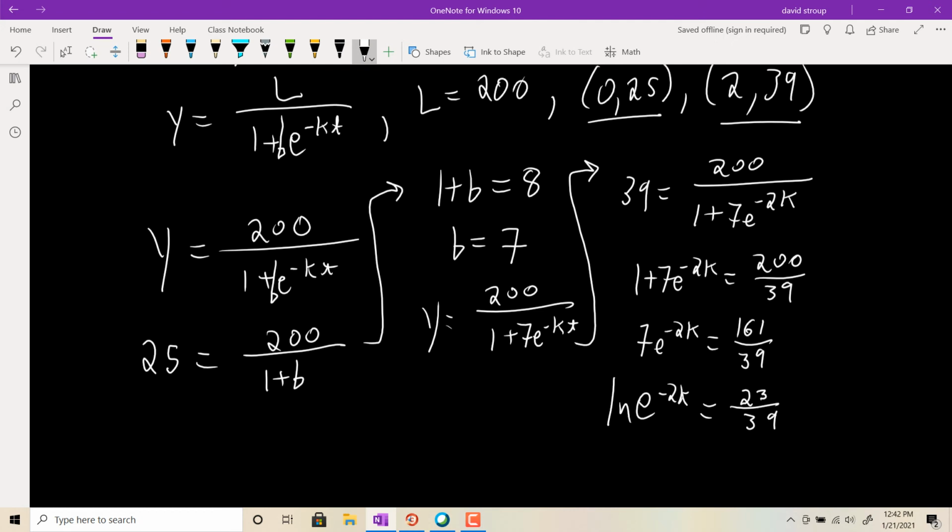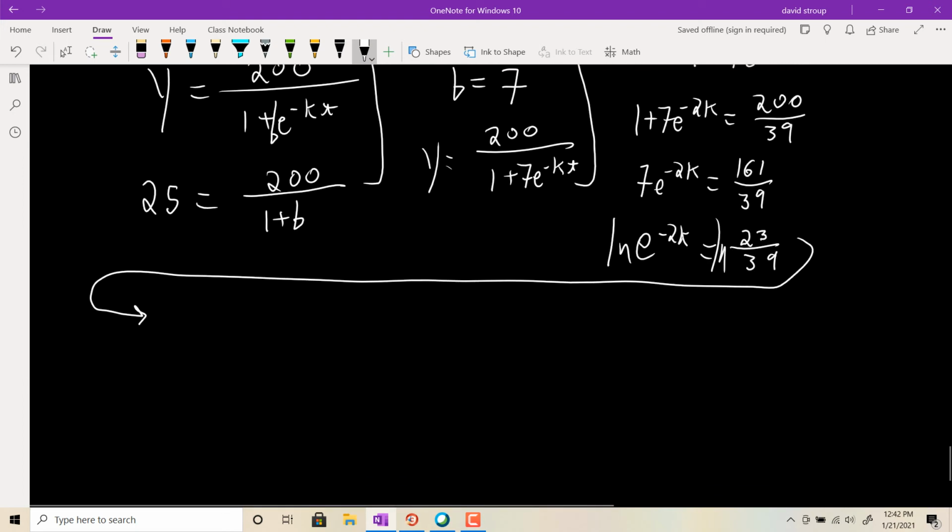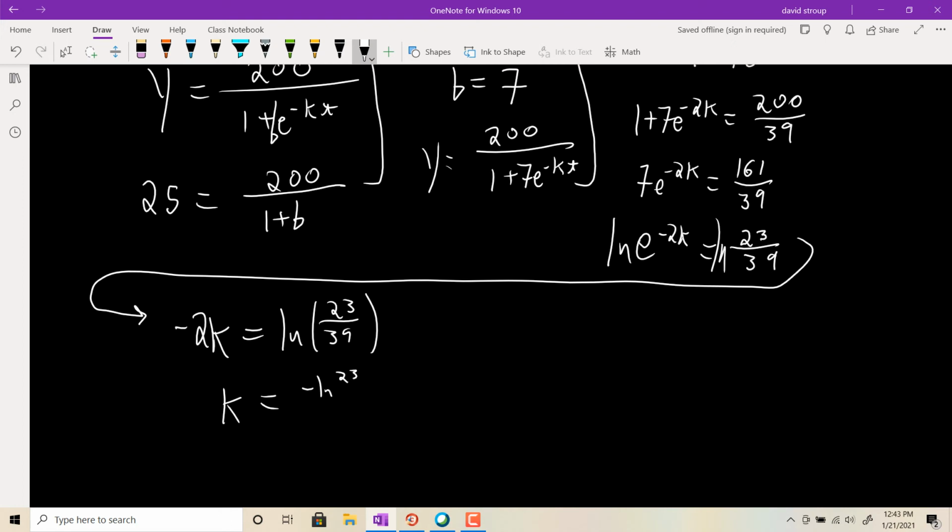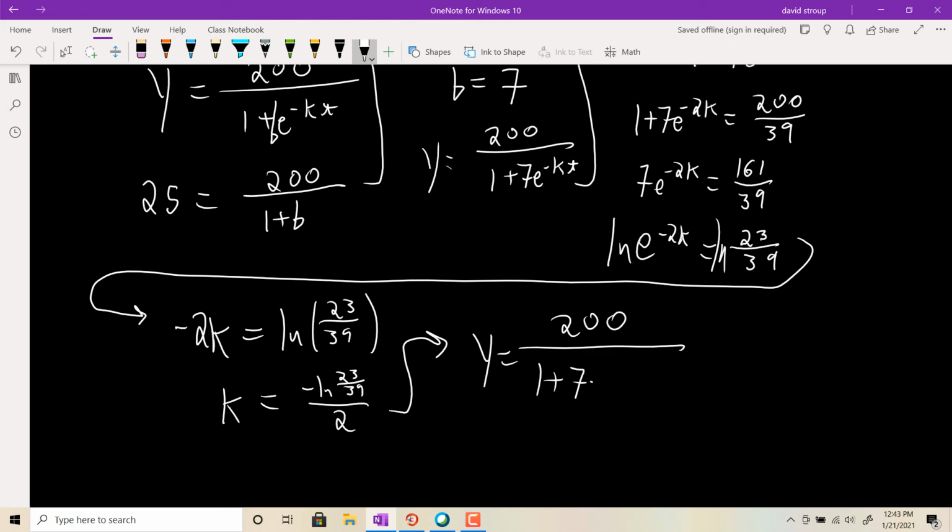Take ln on both sides. So you're going to end up with negative 2k equaling ln of 23 over 39. Divide both sides by negative 2, and you have your growth constant. And then we have our final logistic equation, y equaling 200 all over 1 plus 7 e to the, which will be positive, ln of 23 over 39, all over 2, times t.